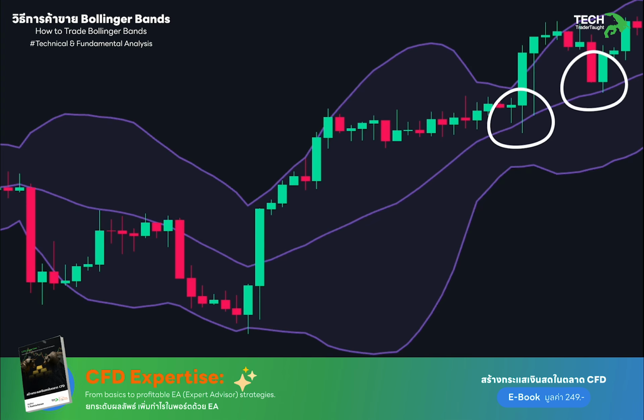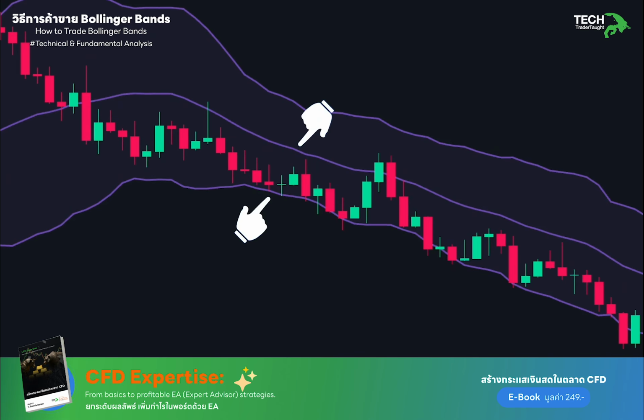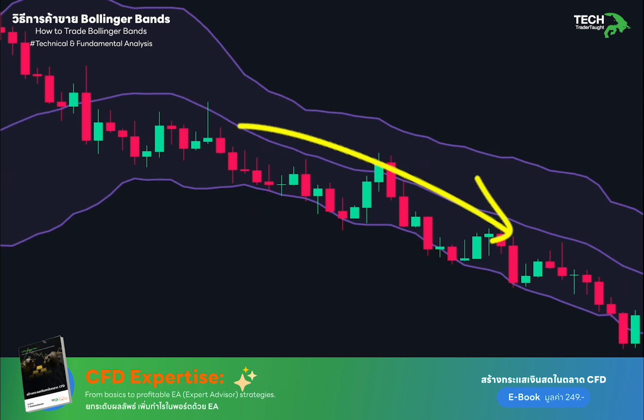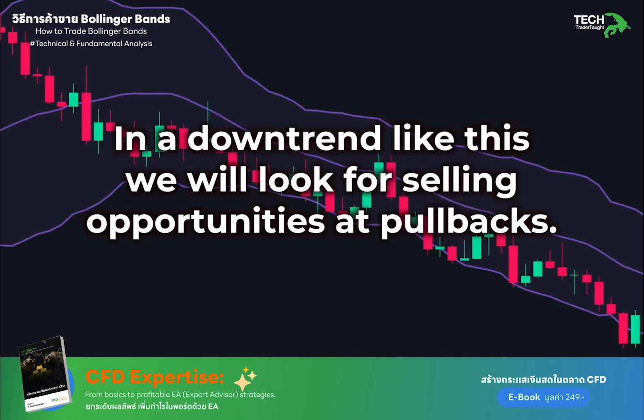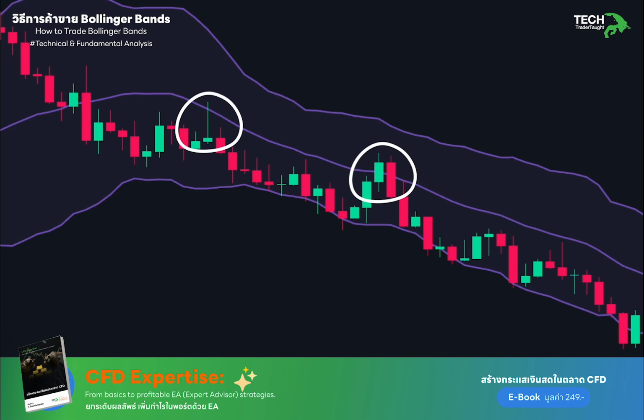The price usually pulls back to the middle band, so we will look to buy here. Similarly, if the price is trading between the middle band and lower band, we consider this a downtrend. In a downtrend like this, we will look for selling opportunities at pullbacks. These pullbacks happen at the middle band, so we will look to sell around the middle band.